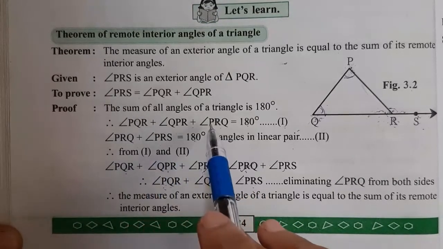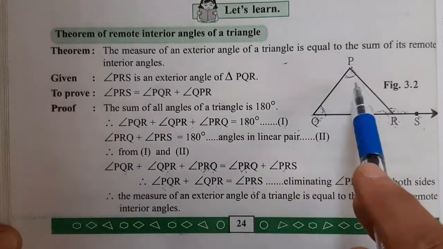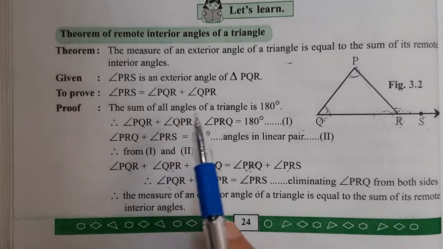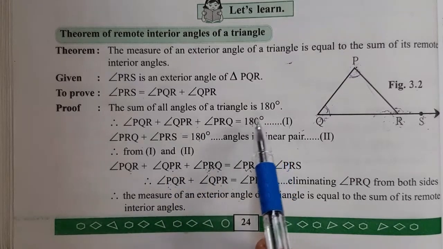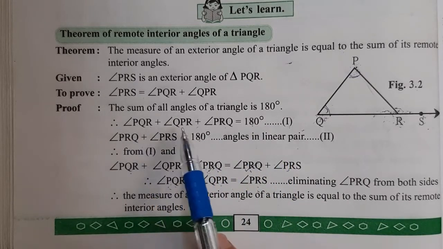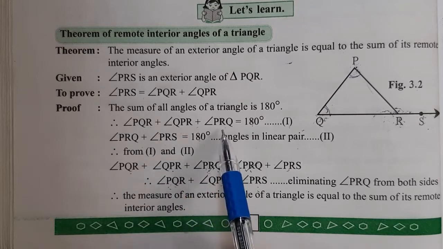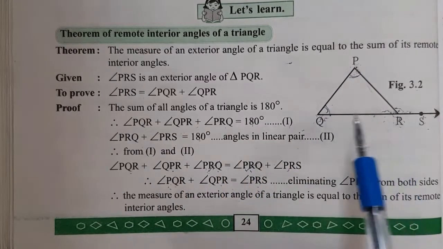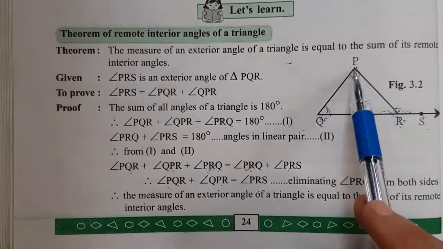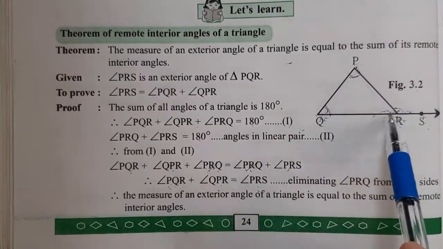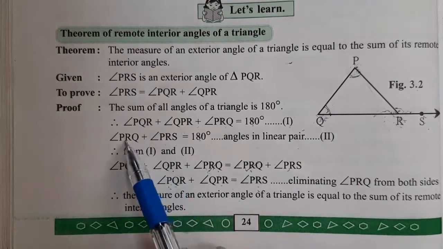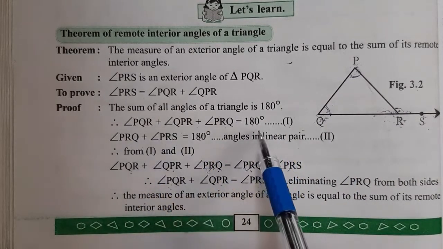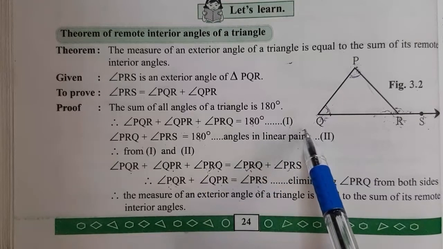The sum of all angles of a triangle is 180 degrees, as we know this criteria. So angle PQR plus angle QPR plus angle PRQ equals 180 degrees. Here PQR, QPR and PRQ are the three angles of the triangle, and as we know the sum of all angles of a triangle is 180 degrees, their sum is equal to 180. For that we give the number 1.